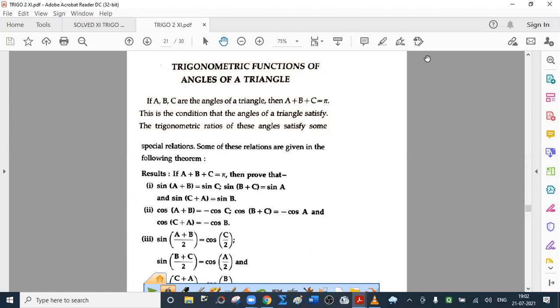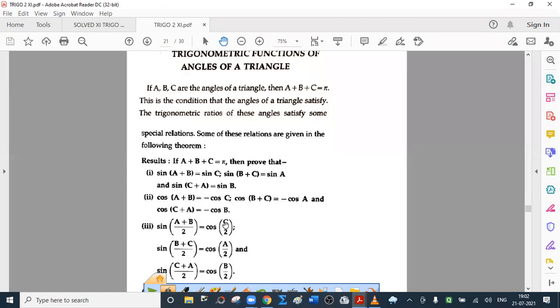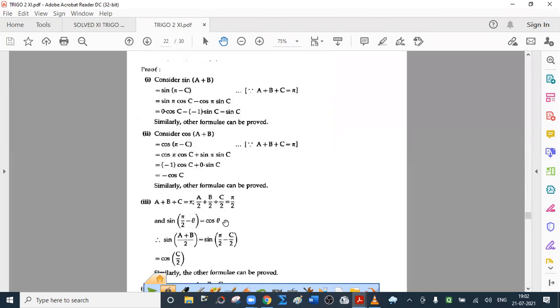What is sine of A plus B? It is sine C and so on. What is cos of A plus B? Minus cos C and so on. What is sine of A plus B by 2? It is cos C by 2 and so on. Can be proved easily. See, sine of A plus B.